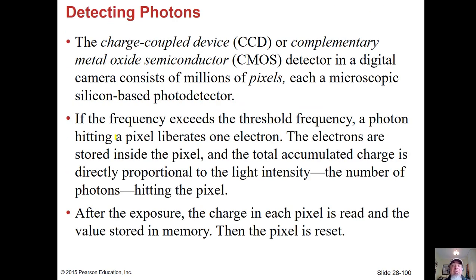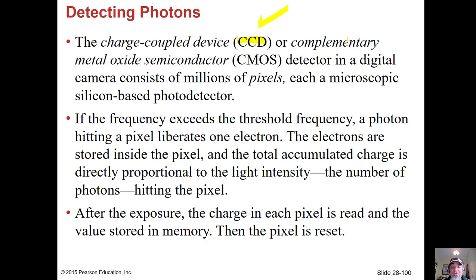So detecting photons, you probably have done this with your phone. Charge-coupled devices, the CCD cameras, or CMOS detector is a digital camera that consists of millions of pixels. They're just waiting to free electrons, basically. It's a metal or a semiconductor device, waiting for photons to come in, and in doing so, we can free an electron.